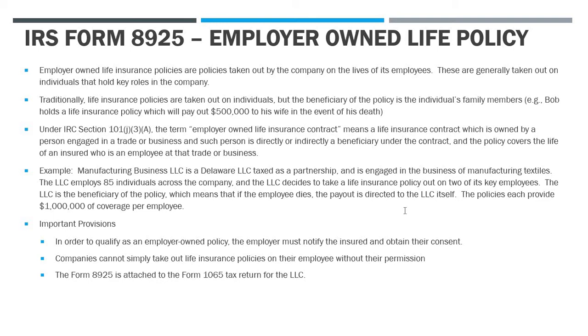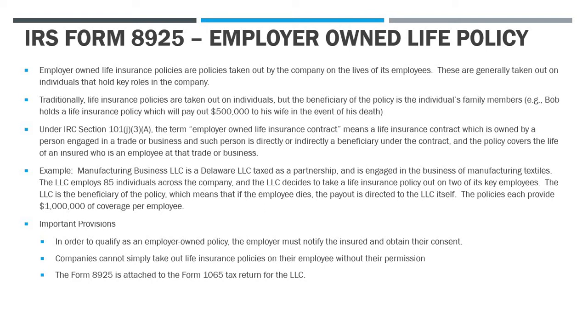Now, it doesn't mean that the employees can't have life policies outside of this that do go to their heirs or their spouse or their kids, whomever. They can certainly have those, but the company, in this case, wants a life insurance policy where it itself is the beneficiary. Okay? So in this example, 2 employees out of the 85 each got $1 million in coverage, right?